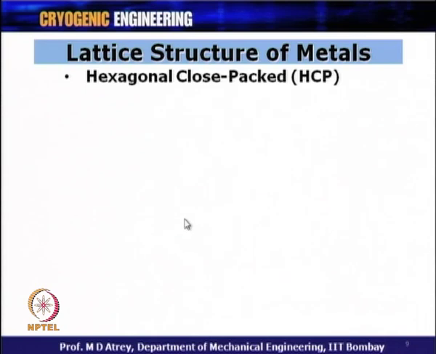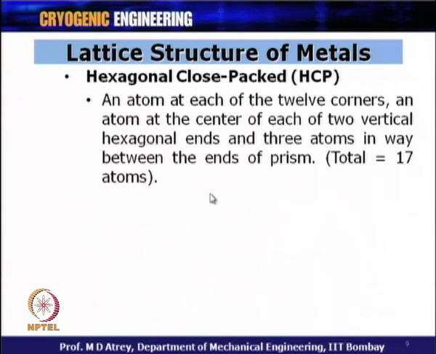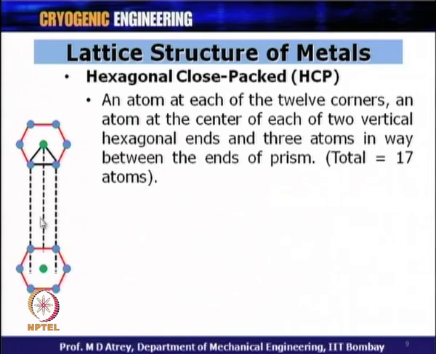As far as HCP material is concerned, which is hexagonal close packed, we have got a hexagonal shape now. We have got two hexagons, one at the top, one at the bottom, and there is an atom at each of these corners, and this makes 12 corners. So, we have got atoms at 12 corners and an atom at the center of each of the two hexagonal ends, which are these two, and then three atoms at the center over here.